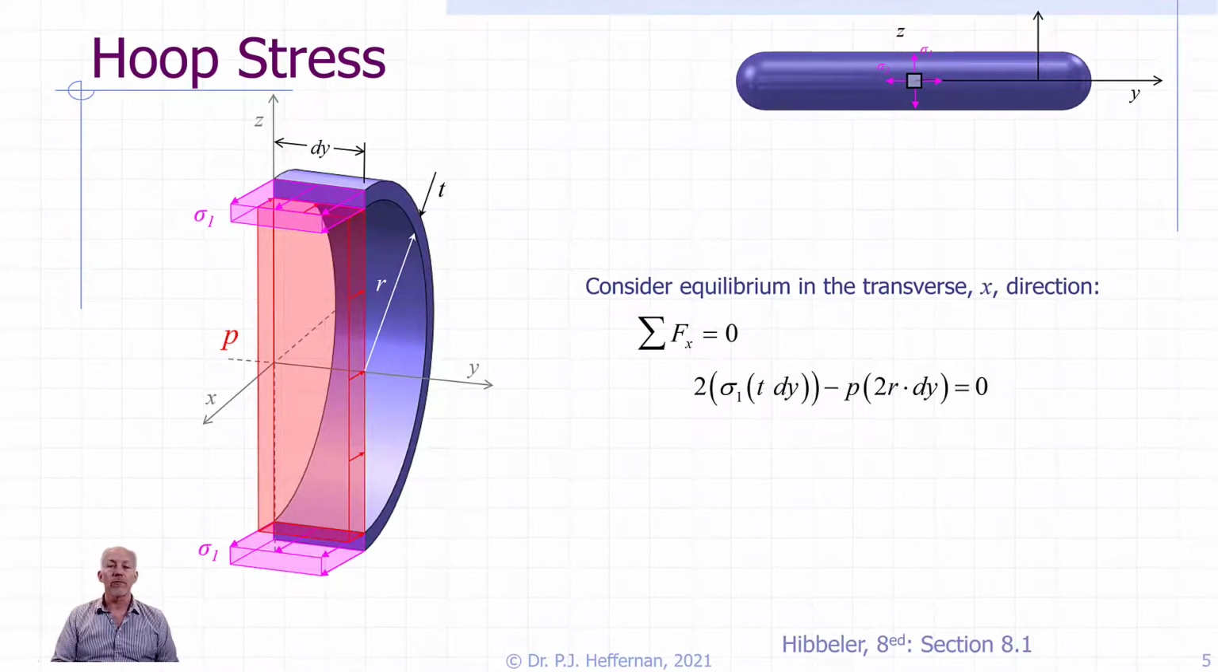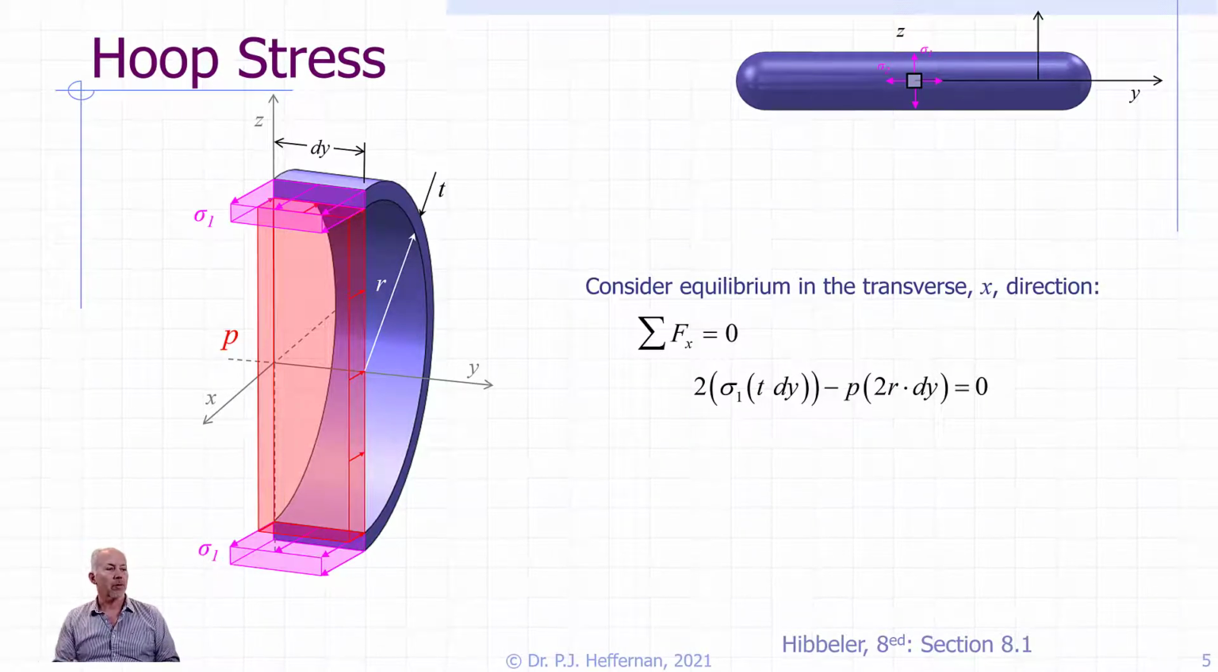And so if we do our equilibrium, in this case, sum of the forces in the x direction, set it equal to 0, we get 2 times, and so we look at the normal stresses in each end, if you will, of that little u. And so it's our value, sigma 1 is the magnitude, and the area of one of those ends is the thickness times the width dy. So we have 2 of those, so we get 2 times sigma 1 times t dy.